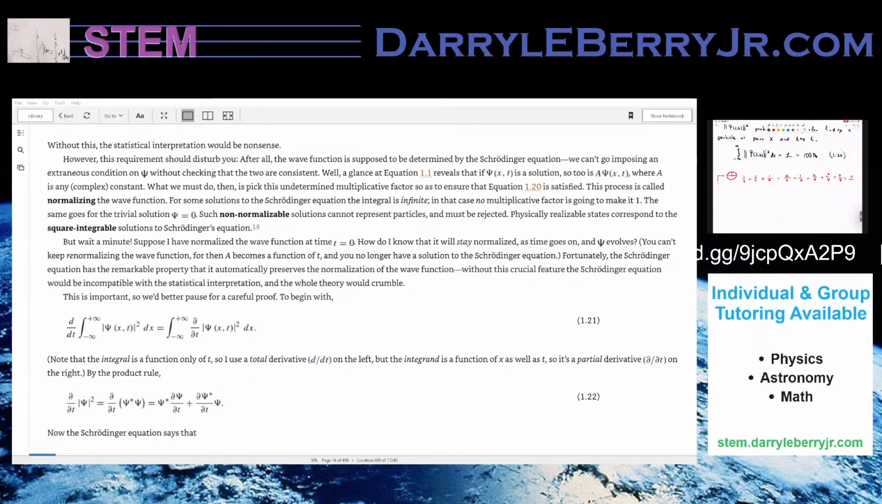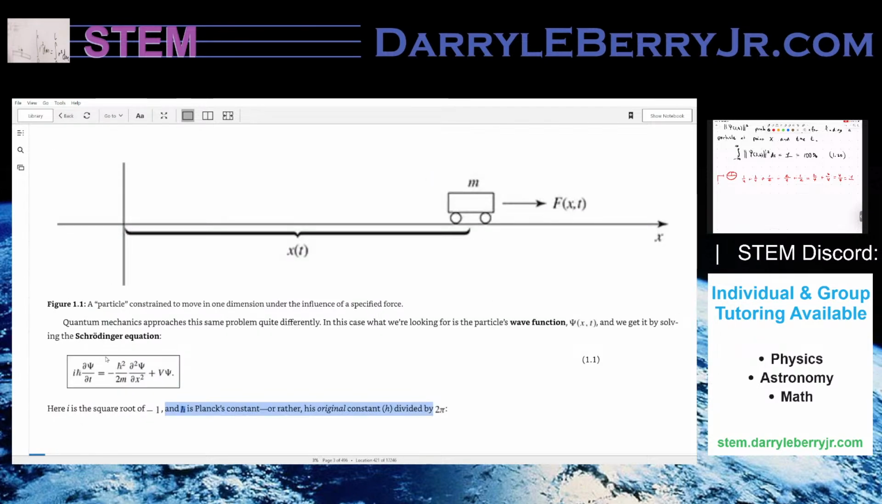Next paragraph: however, this requirement should disturb you. After all, the wave function is supposed to be determined by the Schrodinger equation. We can't go imposing an extraneous condition on psi without checking that the two are consistent. Well, a glance at equation 1.1, and I'll click that. Right, so this is 1.1, which is the Schrodinger equation. I'll just write that in to have it there for clarity.